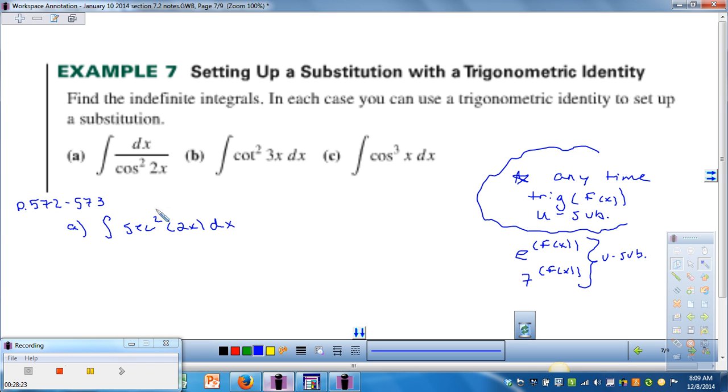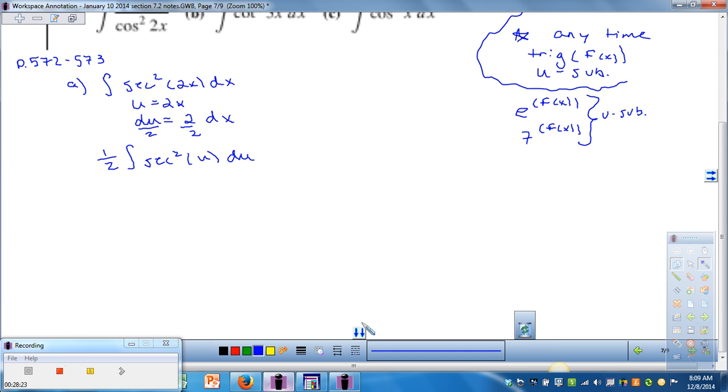Alright, so what would be my u? 2x would be my u. Du is what? 2 dx. Tell me what to do now. Divide by 2, because all we want is dx. So now I get a 1/2 out in front, the integral of secant squared of u du. So we get 1/2 times what? Tangent of u plus c, or 1/2 tangent of 2x plus c.